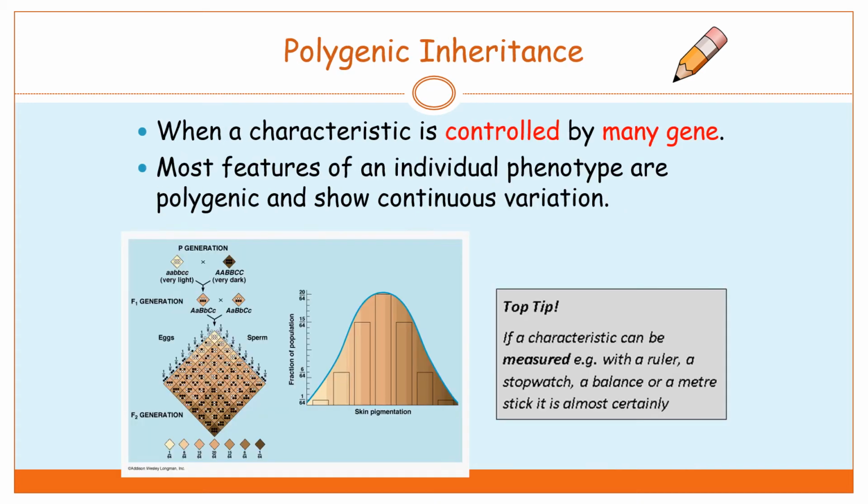So what exactly is polygenic inheritance? Remember I said poly meaning more than one. When a characteristic is controlled by many genes, it is polygenic inheritance. And most features of an individual's phenotype are polygenic and show continuous variation. You need to know those two bullet points, okay, because they come up a lot. So learn it before you move on.